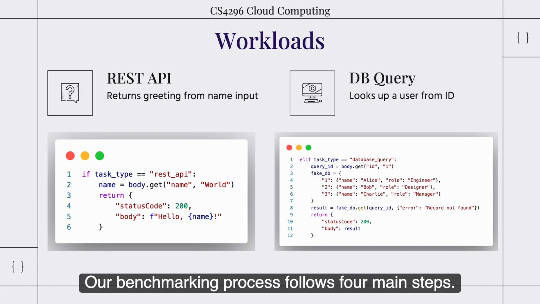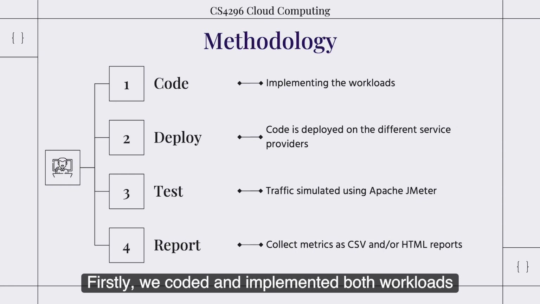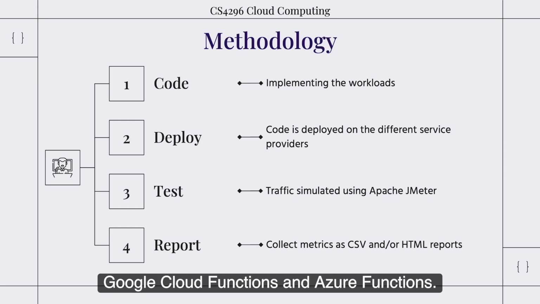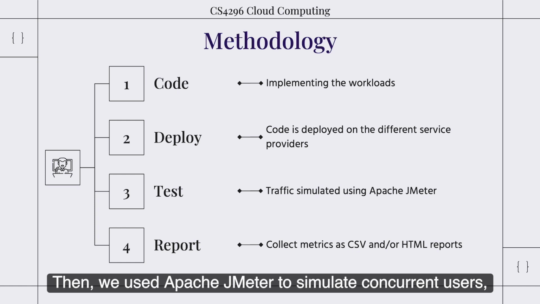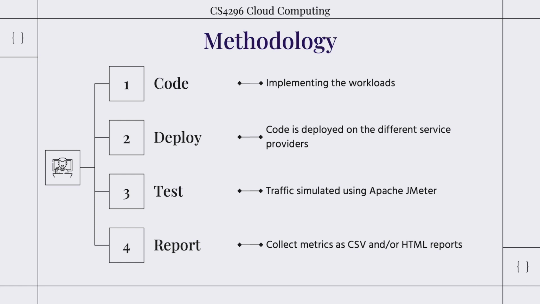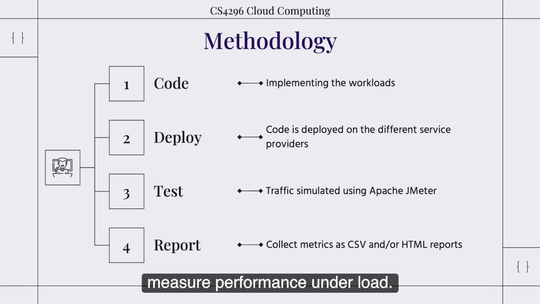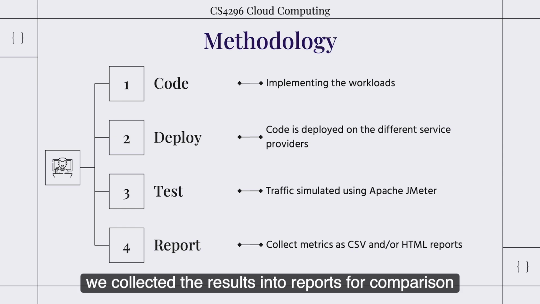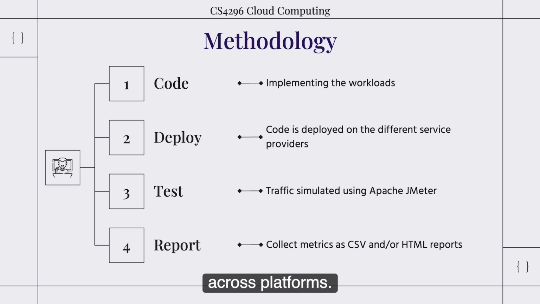Our benchmarking process follows four main steps. Firstly, we coded and implemented both workloads using Python. We deployed the same exact logic on AWS Lambda, Google Cloud Functions, and Azure Functions. Then, we use Apache JMeter to simulate concurrent users, collect response time data, and measure performance under load. Finally, we collected the results into reports for comparison across platforms.